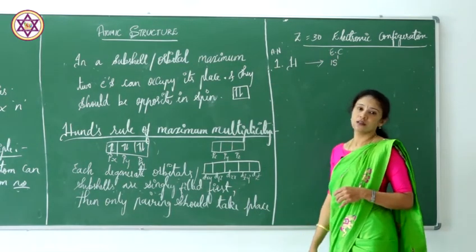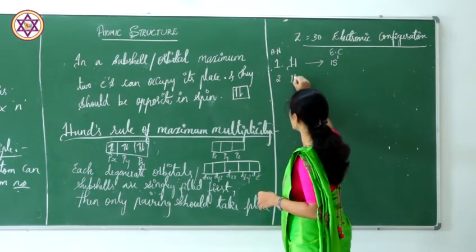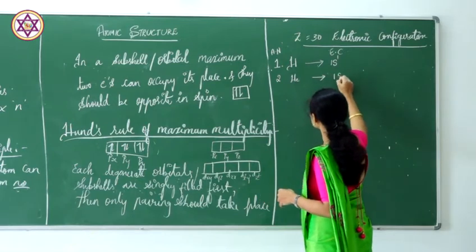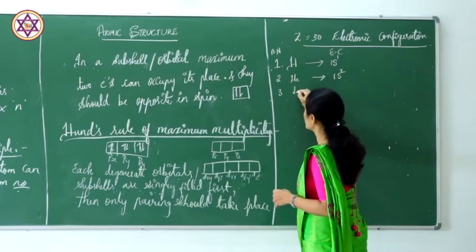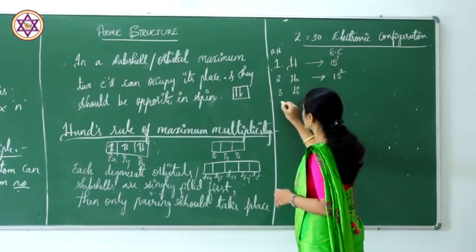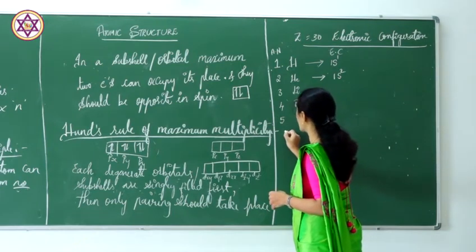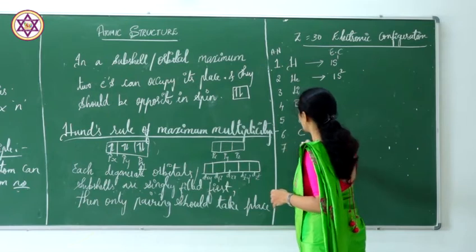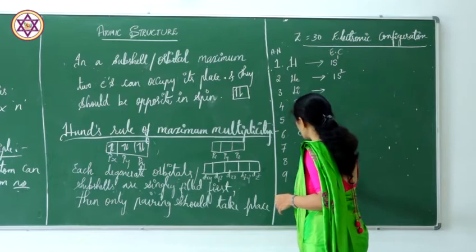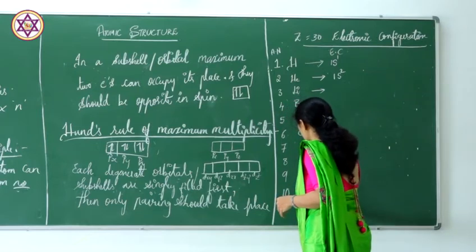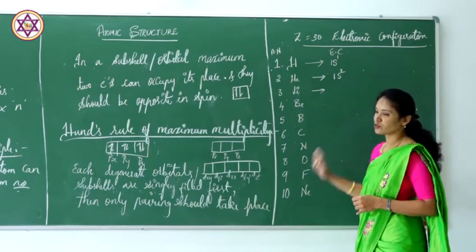This is the electronic configuration for hydrogen. Atomic number 2 means helium, filling is 1s2. Atomic number 3 is lithium, then comes beryllium, then boron, then carbon, nitrogen, oxygen, fluorine and neon. These are the 10 elements which have the first 10 atomic numbers.